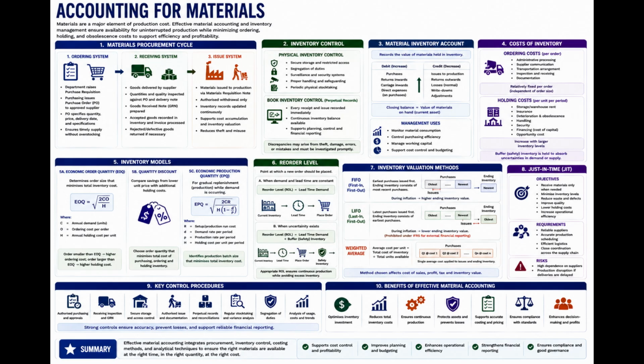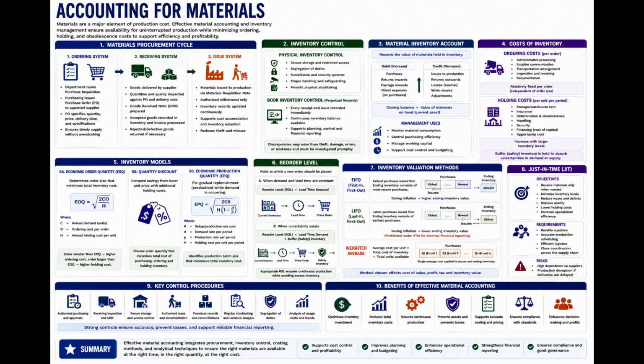Where suppliers offer quantity discounts, management must compare reductions in purchase price with increases in holding costs arising from larger order quantities. The optimal purchasing decision minimizes the total cost of purchasing, ordering, and holding inventory rather than simply selecting the lowest unit purchase price. In some manufacturing environments, inventory is gradually replenished during production rather than received instantaneously.